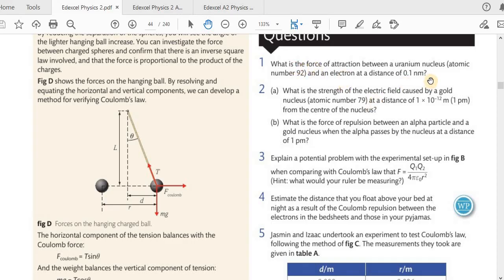Yeah, so you can see attraction between a uranium nucleus and an electron. So nucleus atomic number 92 means it has 92 protons. So 92 times the charge on a proton will give you the charge of the nucleus, and then the electron has the same amount of charge as a single proton but opposite sign. So you can see q1, q2: q1 is the charge of the nucleus, q2 is the charge of the electron, and r is the distance between them.